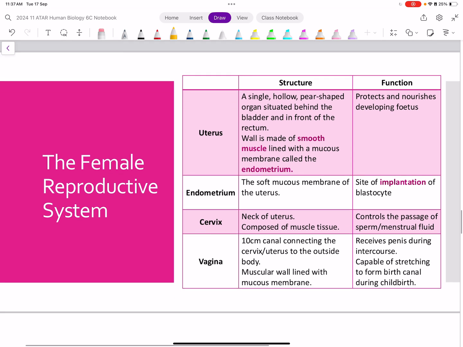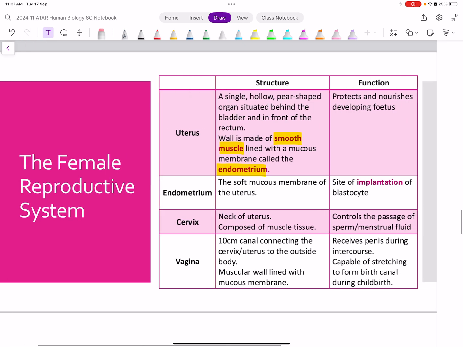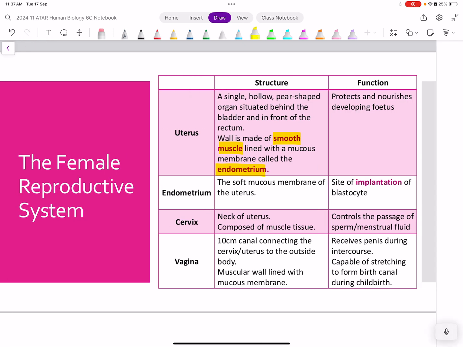So looking at our next few structures, this one we'll start with is the uterus. Now the uterus is largely composed of smooth muscle, and as we've mentioned, it is lined by that membrane known as the endometrium. The role of the uterus is very simple. It is to protect, number one, and number two, to nourish the developing fetus.